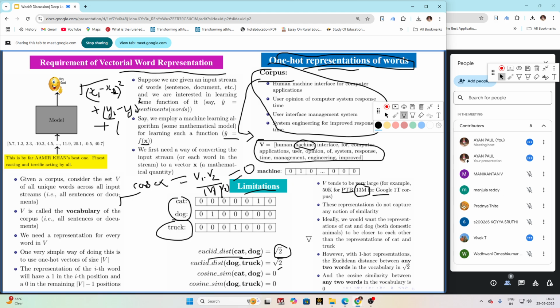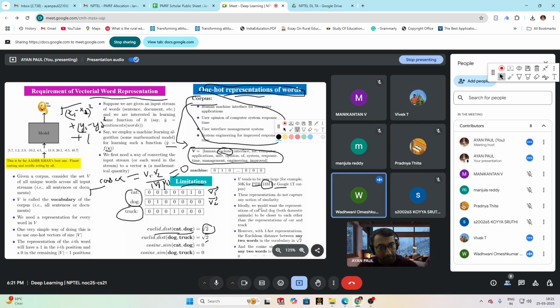What is the formula for cosine similarity? Cos alpha is the v1 vector dot v2 vector divided by mod v1 times mod v2. Let's say this is your v1 vector and this is your v2 vector. You do the dot product, and the answer will always come out as 0. That is why cosine similarity is 0 for any two words.